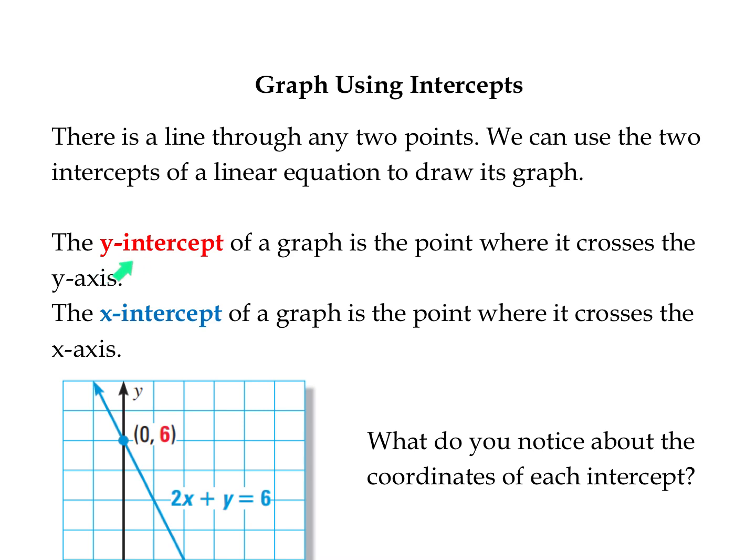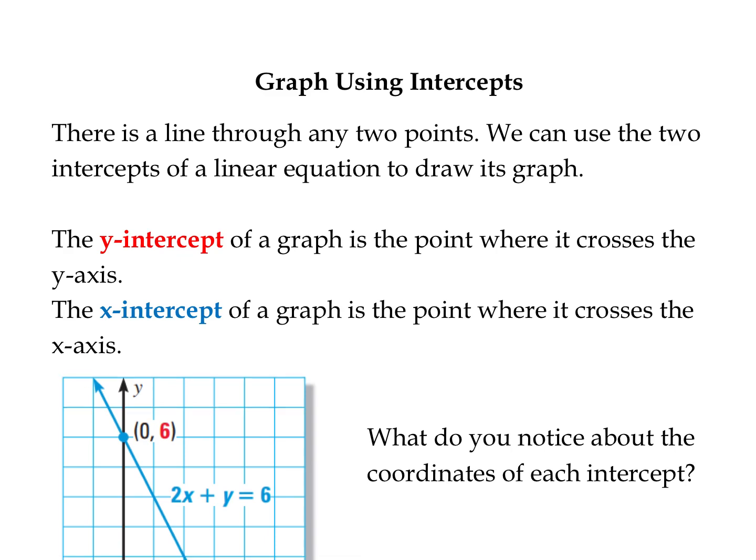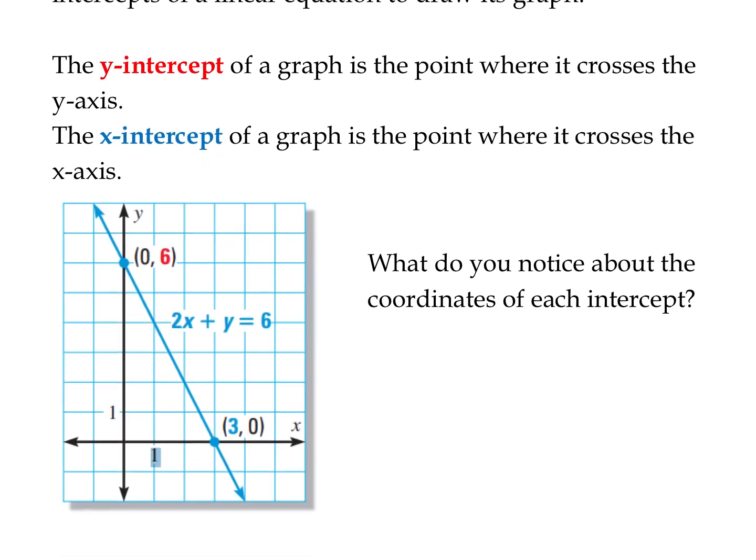A y-intercept is the point where the line crosses the y-axis. The x-intercept is the point where the graph crosses the x-axis. So let's see what that looks like in a graph here. Y-intercept and x-intercept.